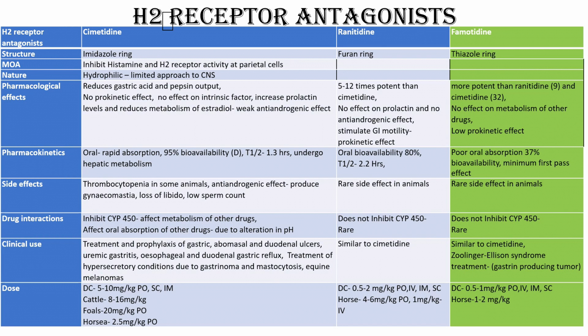It is a drug of choice for Zollinger-Ellison syndrome treatment. What is this Zollinger-Ellison syndrome? This is a gastrin-producing tumor which causes continuous gastric secretions and increases gastric acidity. So for treatment of Zollinger-Ellison syndrome, famotidine is the drug of choice. The dose is 0.5 to 1 mg per kg, by oral, IV, intramuscular or subcutaneous route in dogs and cats.